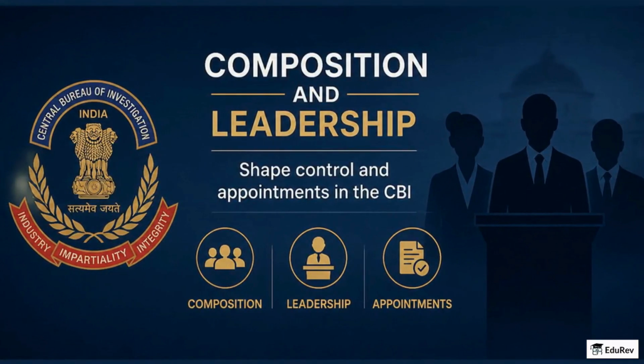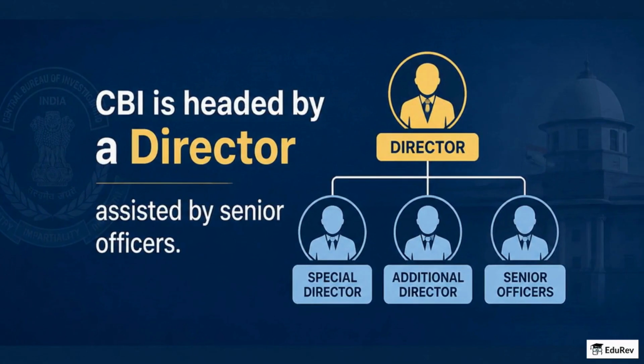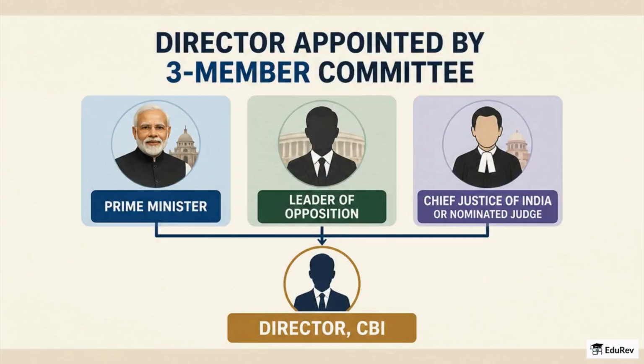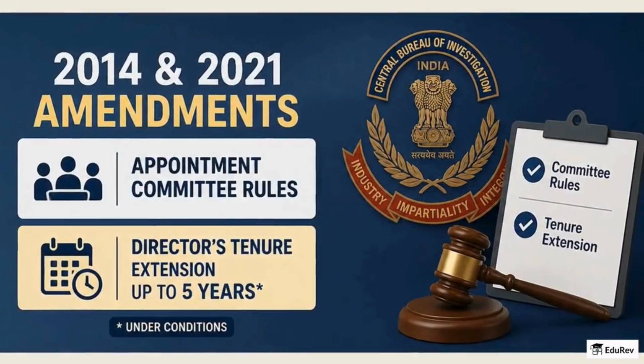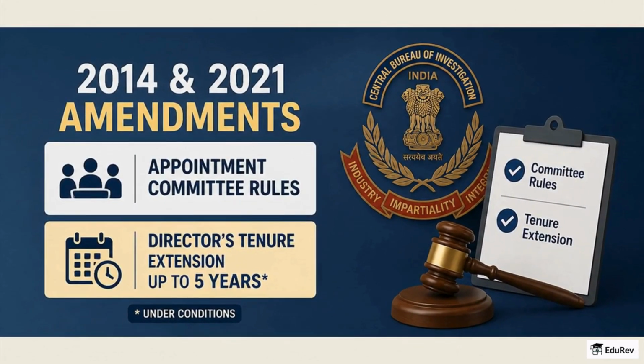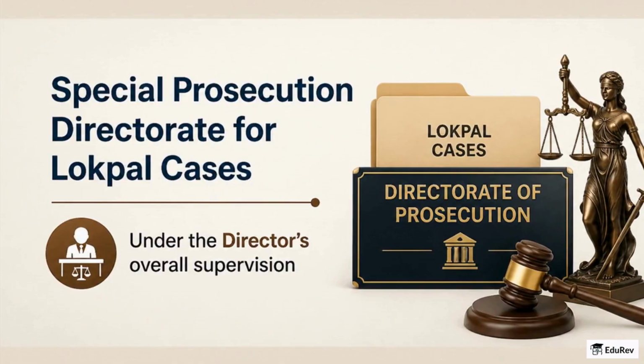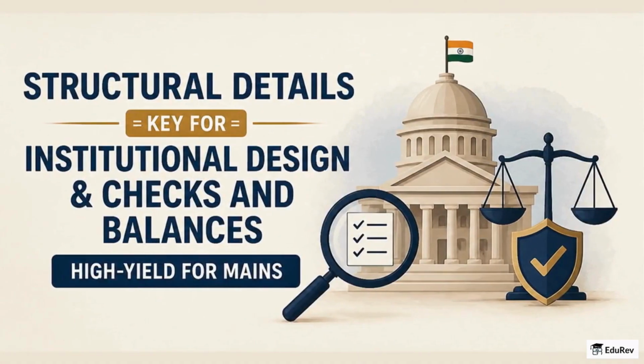Next, composition and leadership matter for understanding control and appointments within the CBI. The CBI is headed by a director, assisted by special directors, additional directors, and other senior officers. The director is appointed by a three-member committee that includes the Prime Minister, the Leader of Opposition, and the Chief Justice of India or a nominated judge. Note the 2014 and 2021 amendments, the Appointment Committee rules, and possible extension of a director's tenure up to 5 years under conditions. A Directorate of Prosecution was also created for handling Lokpal-related cases under the director's overall supervision. These structural details are frequent fodder for mains questions on institutional design and checks and balances.